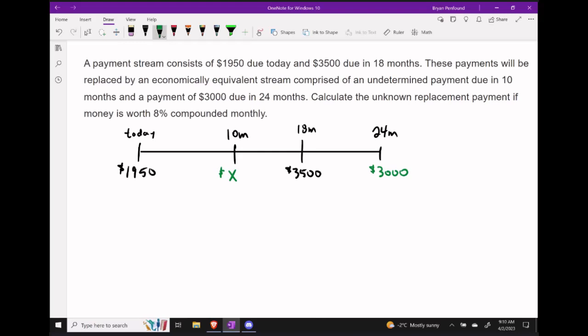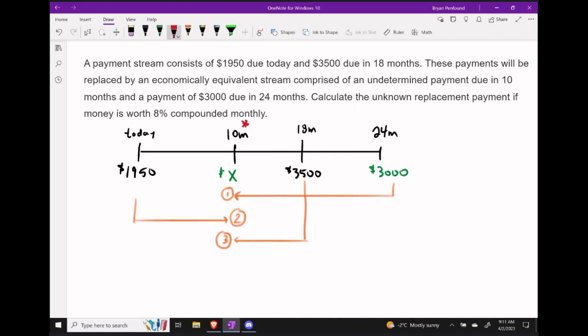Now, in order to compare these two payment streams, we are going to have to pick a focal date and try to move all of our monies to that particular focal date. No matter which focal date we choose, we are going to have to move three of our payment amounts. So because it can sometimes be annoying to have to move an unknown value around, let's go ahead and take the 10-month mark as the focal date.